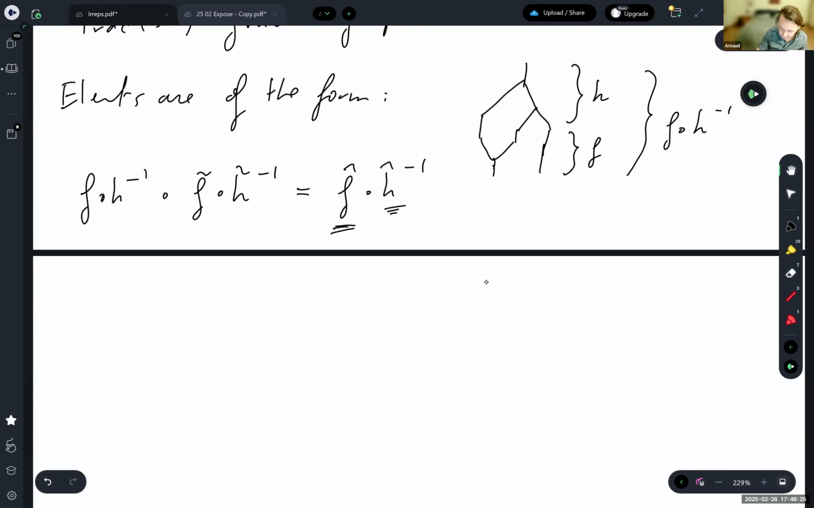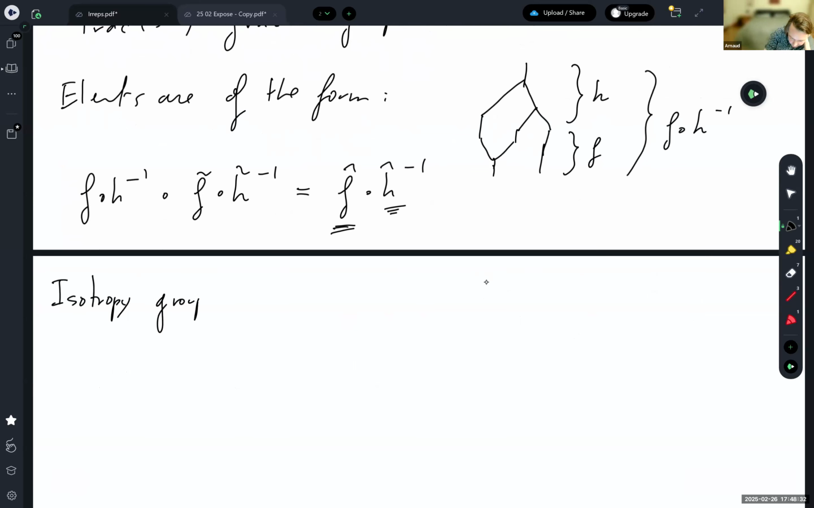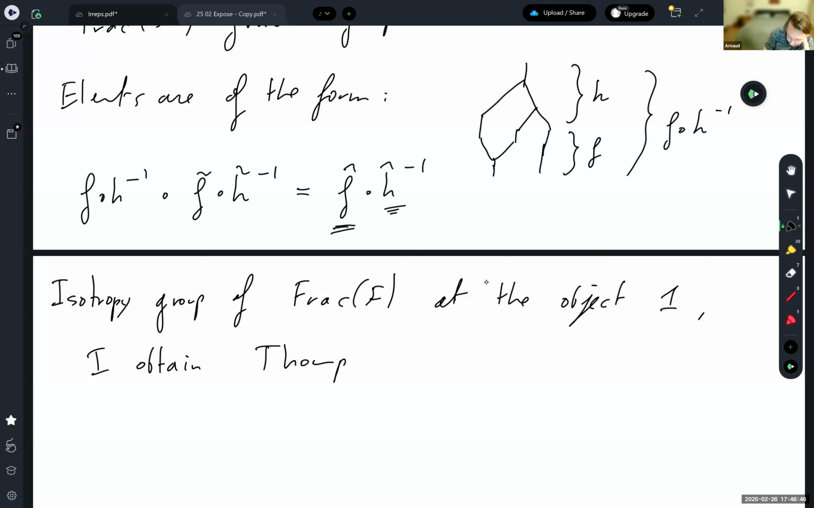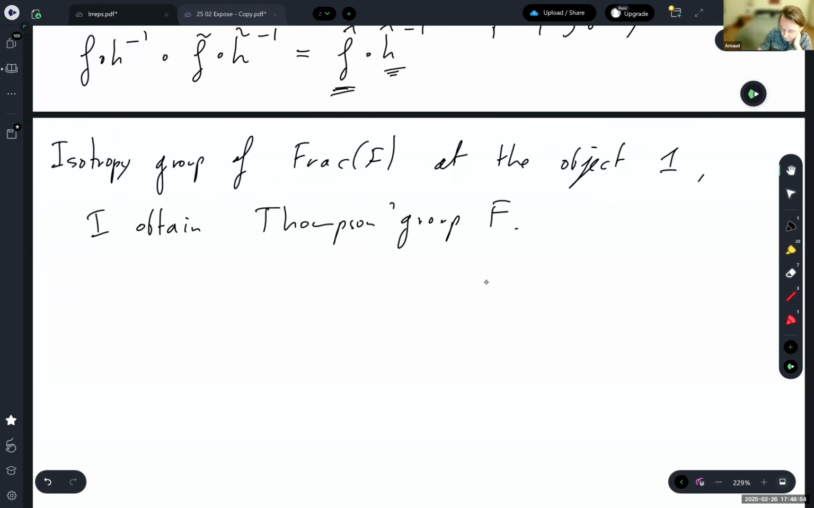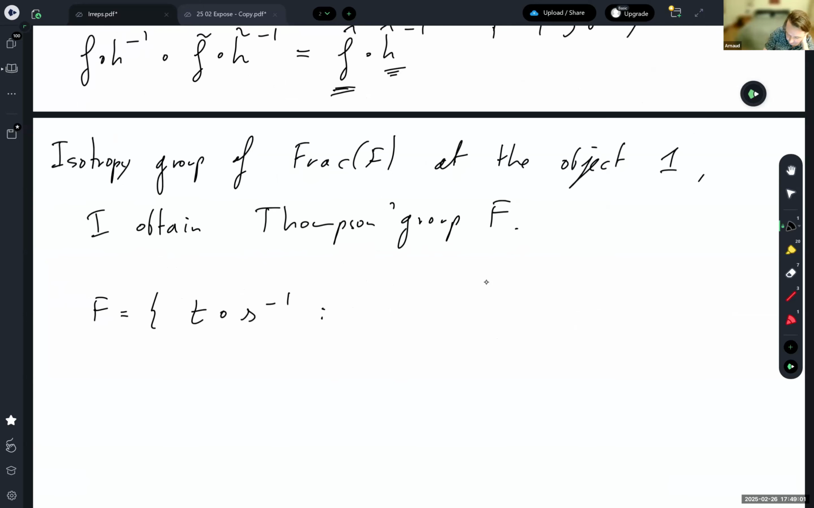Now, why do I talk about that? Well, because if I take the isotropy group of the fraction groupoid at the object 1, in fact at any object, I obtain Thompson's group F. By that, I mean it's isomorphic to Thompson's group F. So to me, it means that I can see an element of F as a bunch of T composed with T' minus 1, where the Ts are trees with the same number of roots. And this group lives inside the fraction groupoid.